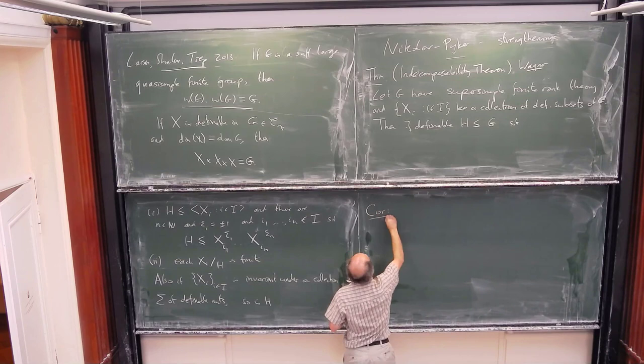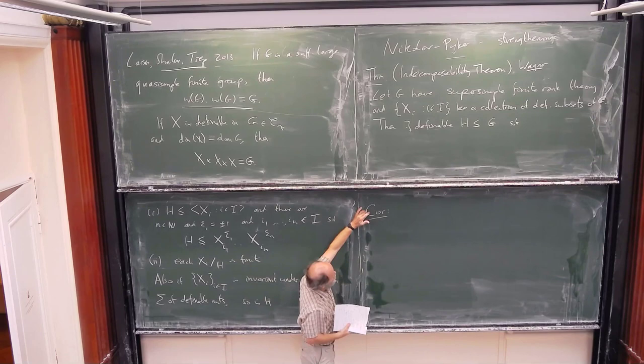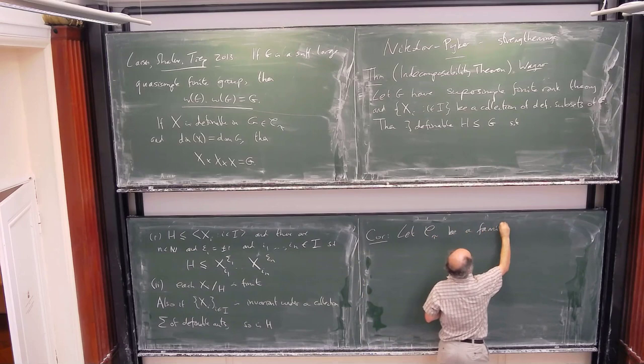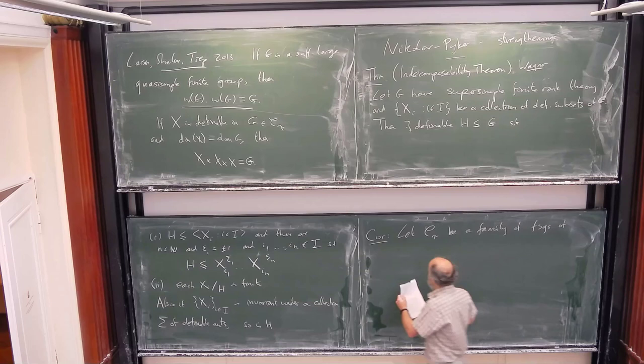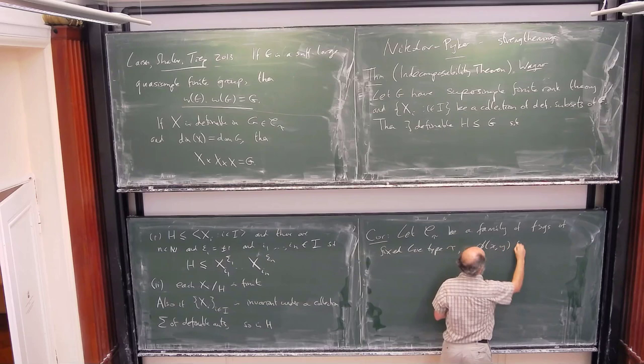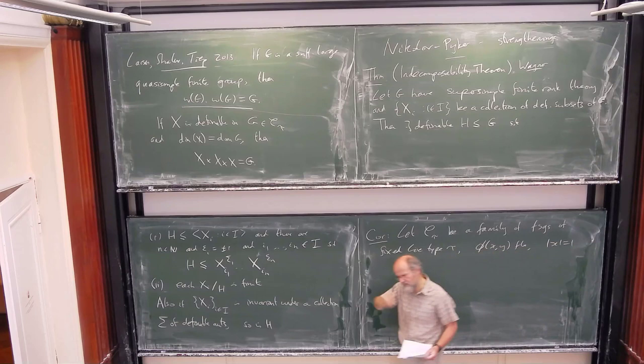Again, there's something mentioned in an article with Catherine. Let C_tau be a family of finite simple groups of fixed Lie type tau, and phi(x,y) a formula. I'll just take the length of x to be 1, and y could be a tuple. So we're looking at a family of definable subsets of a group.